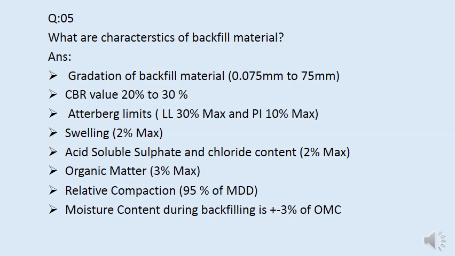Relative compaction 95% of MDD. So for finding the relative compaction, what we do, we compare the in situ dry density with MDD. We divide the value of maximum dry density at site by the maximum dry density in the laboratory and we multiply with 100, and the value should not be less than 95%. Similarly, the moisture content should be plus minus 3% of optimum moisture content. Next.